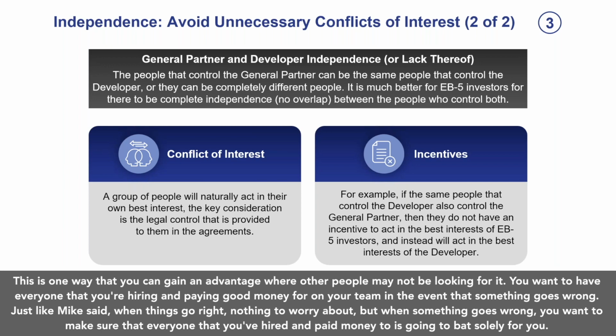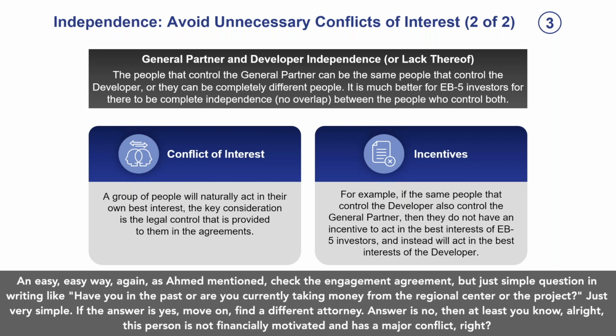You want to have everyone that you're hiring and paying good money for on your team in the event that something goes wrong. Just like Mike said, when things go right, nothing to worry about. But when something goes wrong, you want to make sure that everyone you've hired and paid money to is going to bat solely for you. And an easy way, as Ahmed mentioned, is to check the engagement agreement, but also ask a simple question in writing: have you in the past, or are you currently, taking money from the regional center or the project? Just very simple. If the answer is yes, move on, find a different attorney.